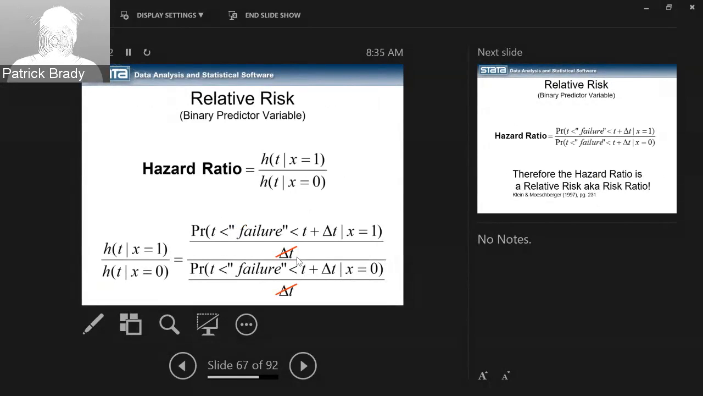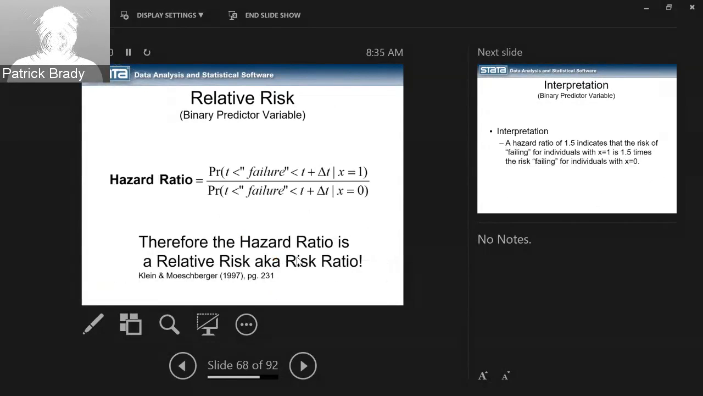It's important. So the hazard ratio is defined to be the hazard given that x equals 1, this is for a binary predictor, over the hazard given that x is equal to 0. Again, time cancels if we look at this. Because delta t doesn't matter, what we're left with is the probability of failure in that sliver of time given that they were treated, over the probability of failure in that interval of time given that they were not treated. That is a ratio of probabilities, or risk.